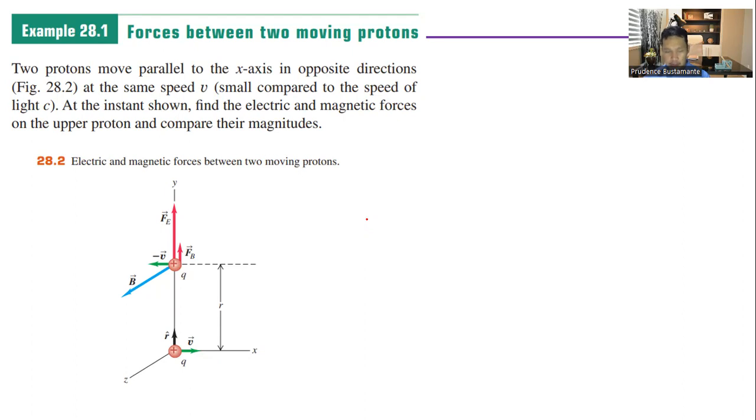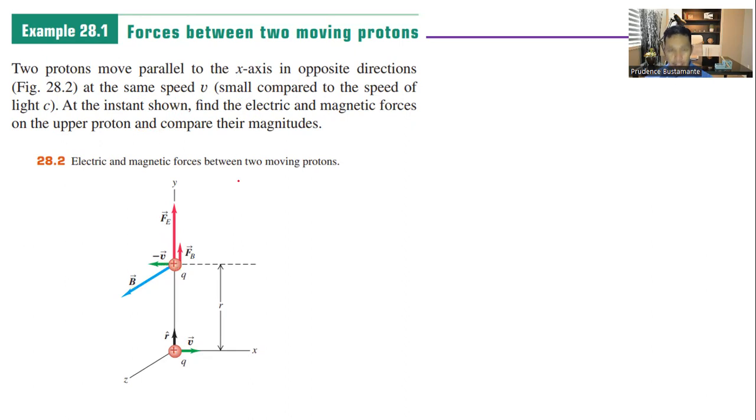So let's have a problem where we have two protons moving parallel to the x-axis in opposite directions at the same speed v, where v is small compared to the speed of light c. At the instant shown, find the electric and magnetic forces on the upper proton. This is the lower proton and upper proton, and compare their magnitudes.